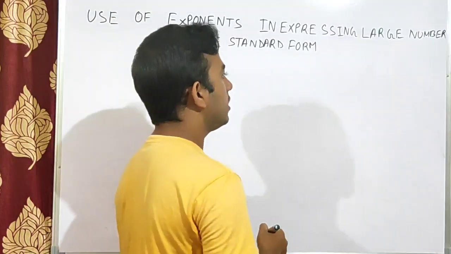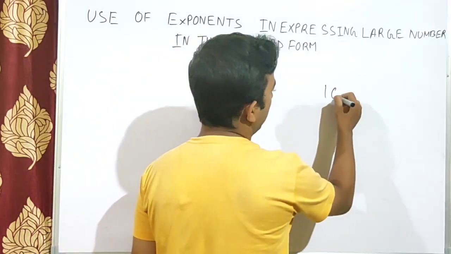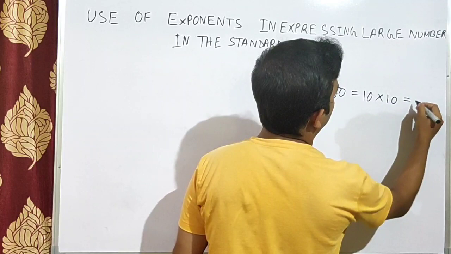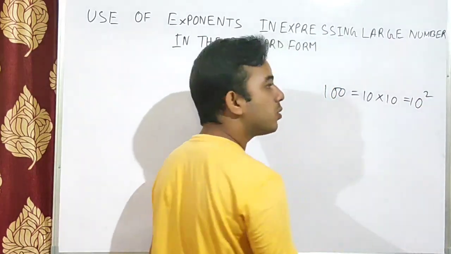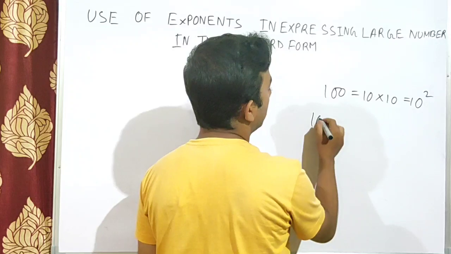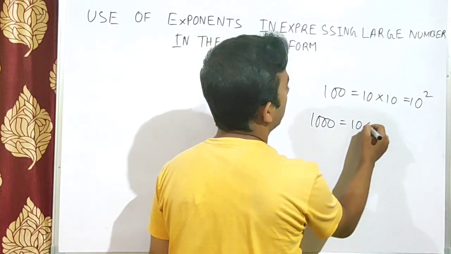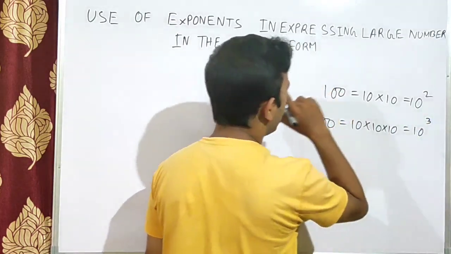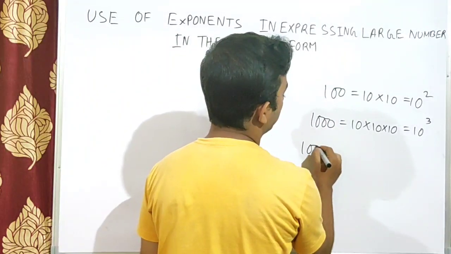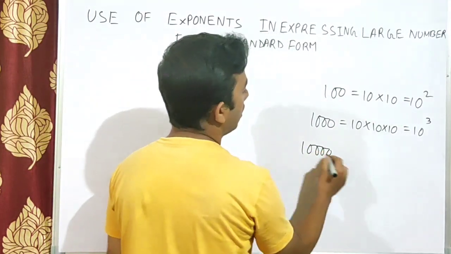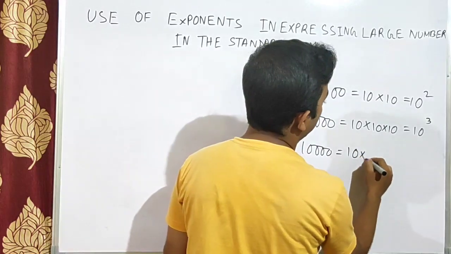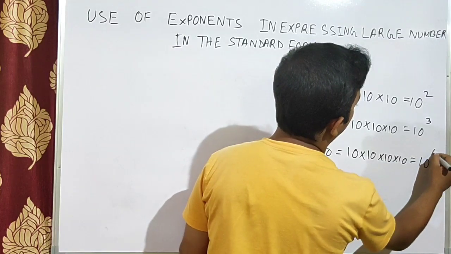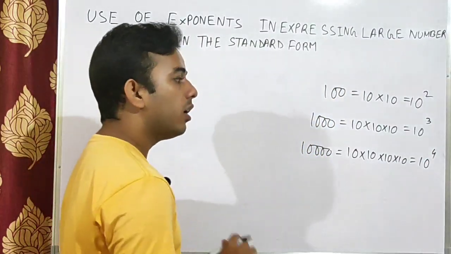Now for example, we all know that 100 can be written as 10 into 10, and in exponential form as 10 to the power 2, isn't it? Then 1000 can be written as 10 into 10 into 10, and it can be written as 10 to the power 3. Then 10,000 can be written as 10 into 10 into 10 into 10 equals 10 to the power 4. Clear? Up to this we know, right?